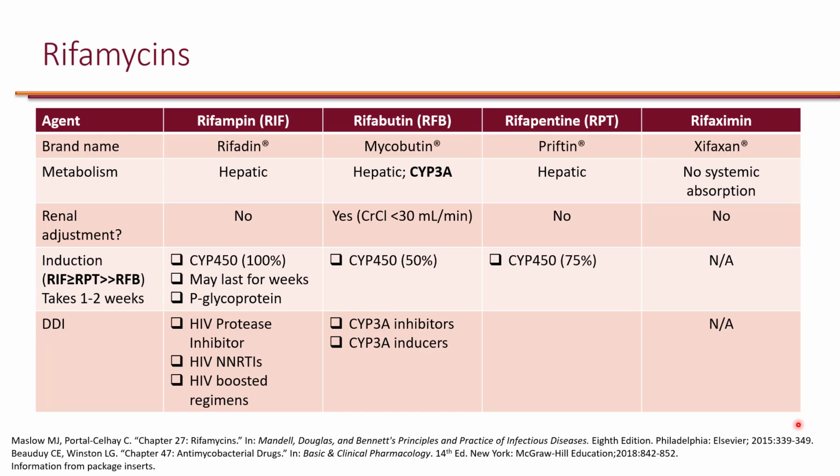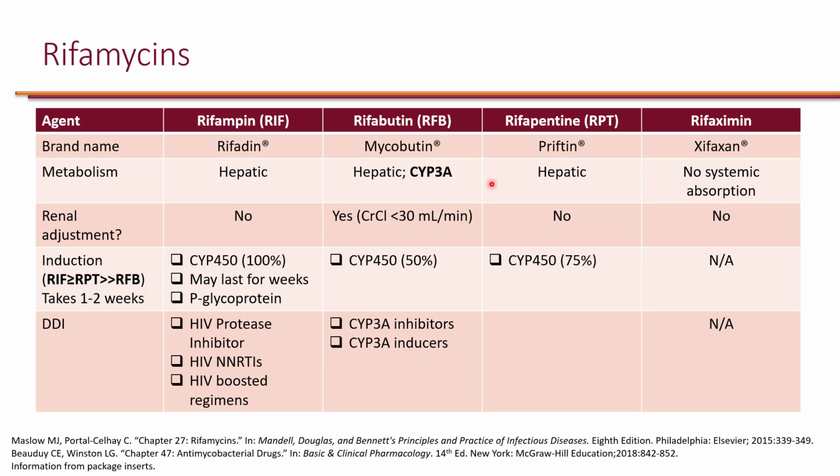The majority of drug interactions are due to rifamycins. In general, rifamycins are inducers of CYP enzymes. Now, rifaximin is not absorbed, so it's not used for TB, and because it's not absorbed, it doesn't really lead to any major drug interaction. But the other three rifamycins that are systemically absorbed and are used for tuberculosis can lead to drug interactions.